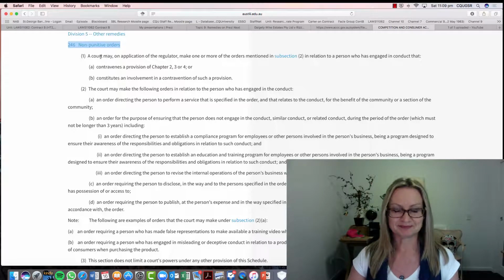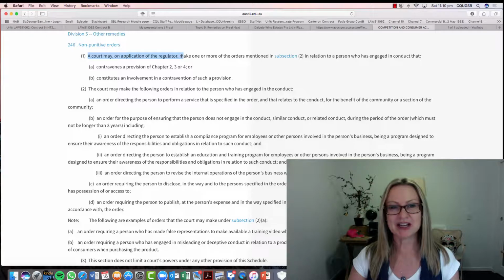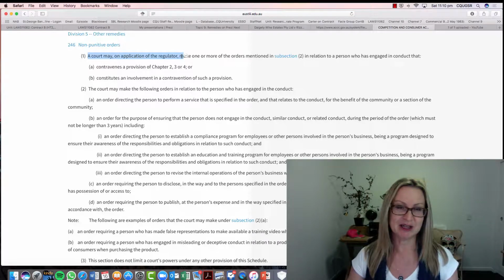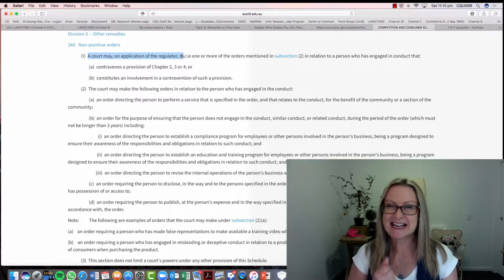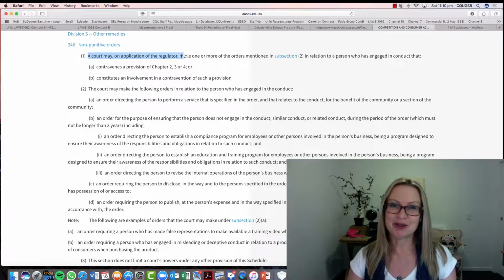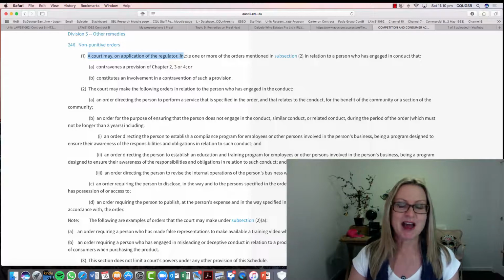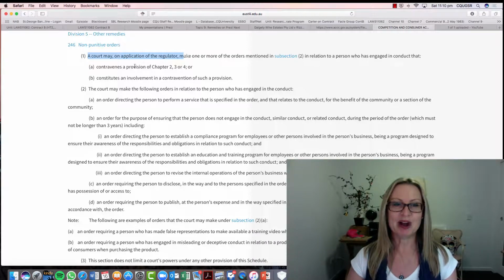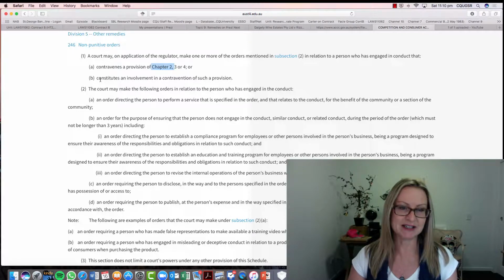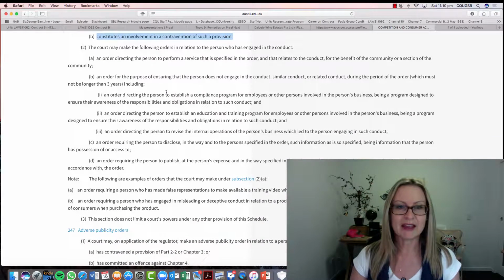Sub 1, the court may on the application of the regulator. So bear in mind these remedies are only available to the ACCC. Couldn't you have a field day with these otherwise? The ACCC may apply wherever there's been a breach of Chapter 2, so our old friend Section 18, or there's your accessorial liability as well. The court can make the following orders to the person who's engaged in this conduct.